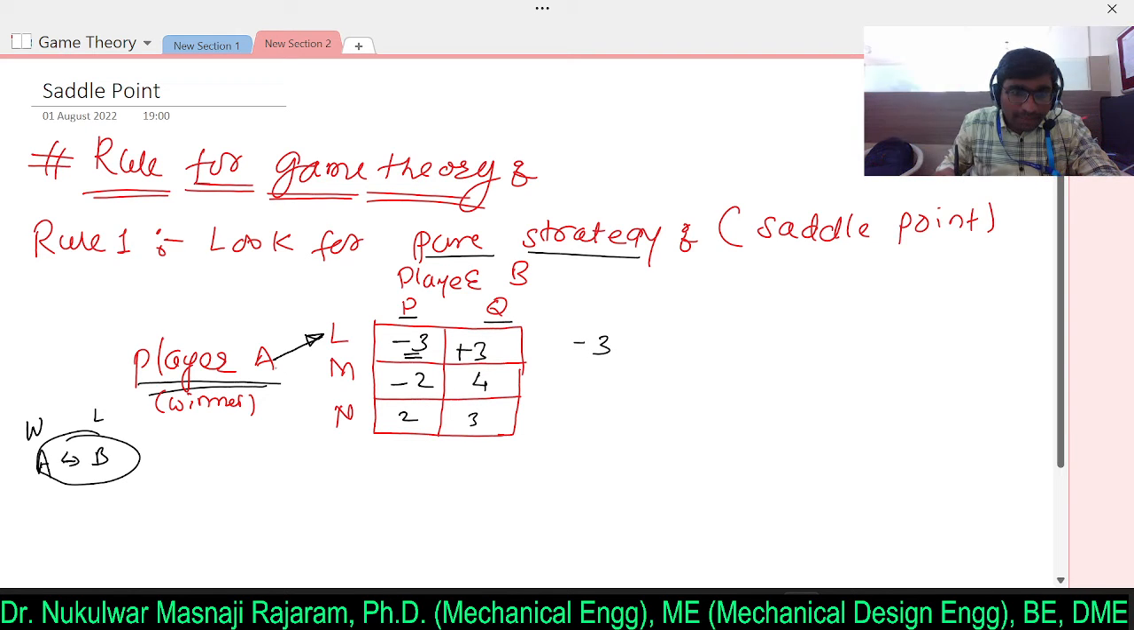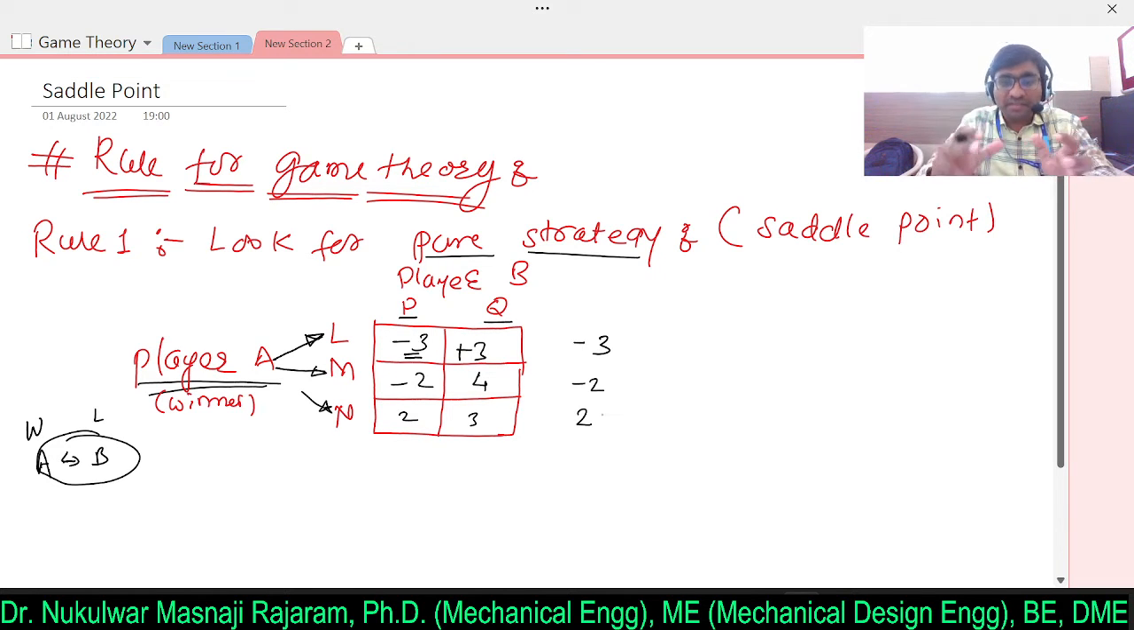So if player A plays the M strategy, in that case irrespective of player B's strategy, what is the minimum gain, or we can say minimum total payoff? From these two, I can say it is a -2. Now if he plays the N strategy, in that case he will get a minimum of 2 rupees.